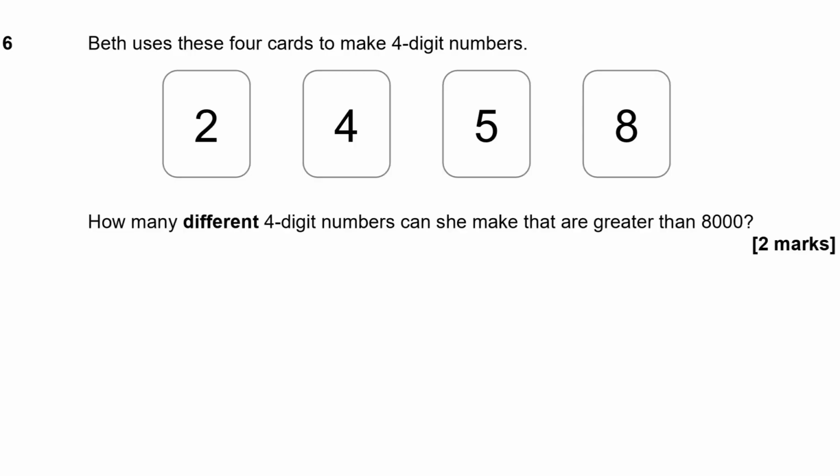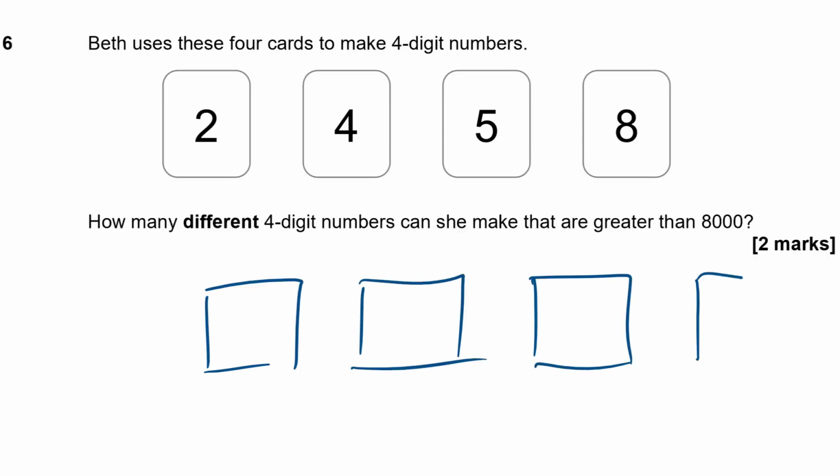Question 6. Beth uses these 4 cards to make 4-digit numbers. How many different 4-digit numbers can she make that are greater than 8,000? Okay, Beth, what are you going to do here? 2, 4, 5 and 8. So we've got 4 places to fill.